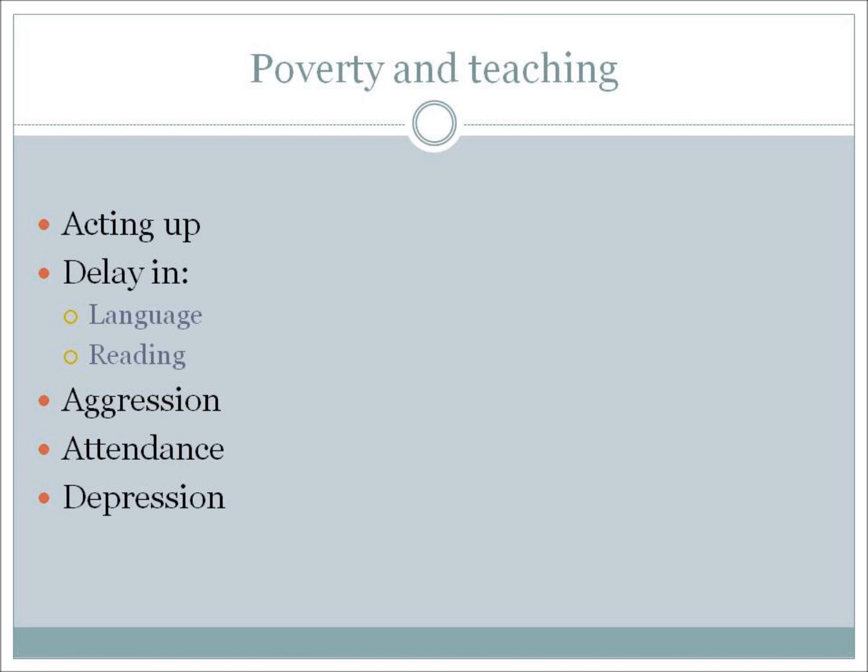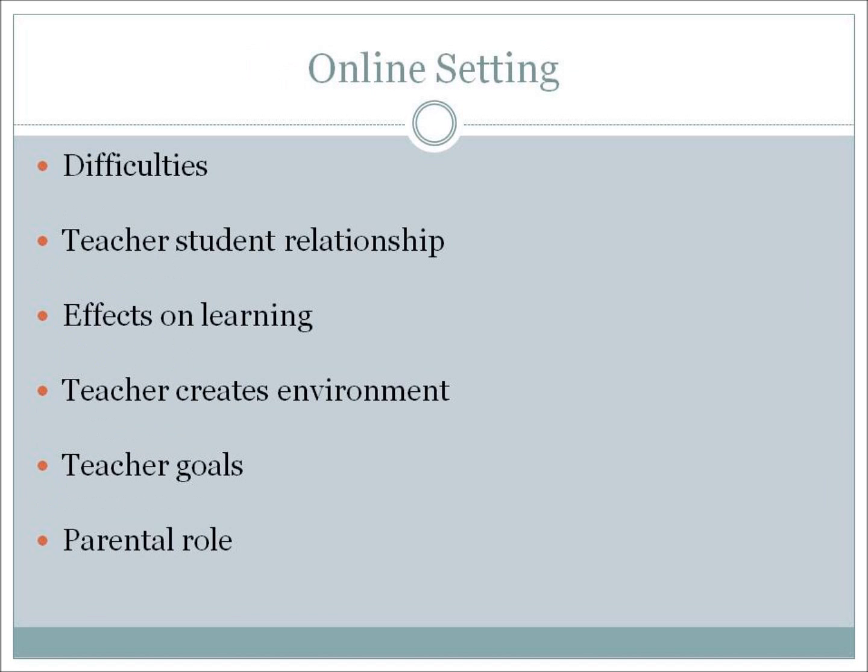A second article, The Effects of Poverty on Teaching and Learning, says that academic and behavioral problems can be indicators of impending failure, some of which are delays in language development, delay in reading development, aggression, violence, social withdrawal, substance abuse, irregular attendance, and depression. In the online school setting, it is more difficult for teachers to identify these behaviors.